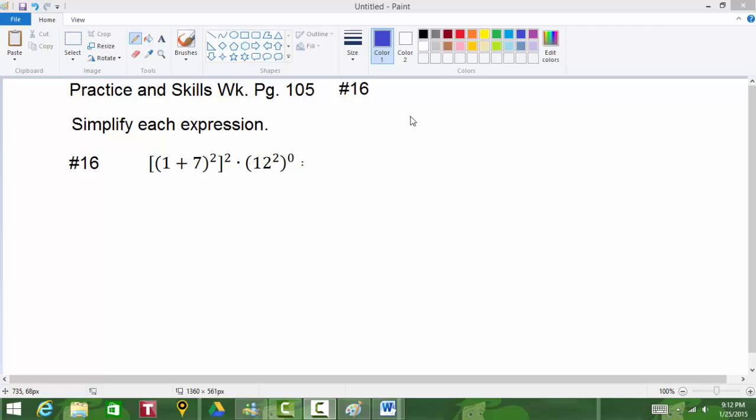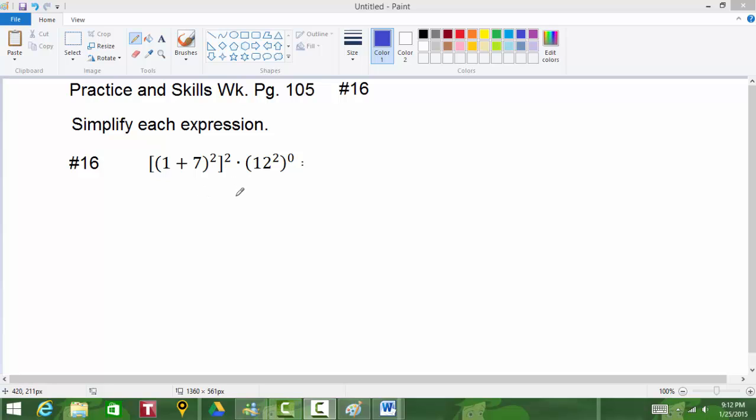Okay, we're going to be working on the Practice and Skills workbook. It's page 105, problem number 16. Simplify each expression. And the expression is quantity 1 plus 7, quantity raised to the second, and that whole thing raised to the second again, times quantity 12 to the second, and quantity all raised to the 0 power.